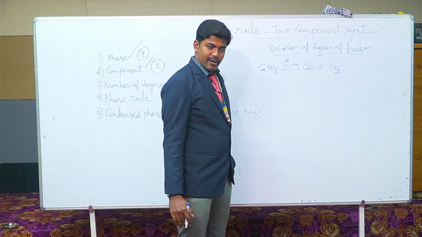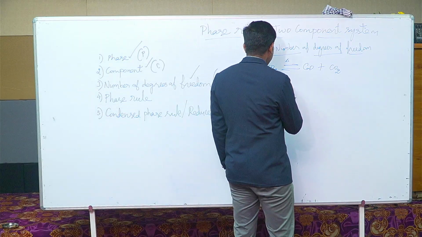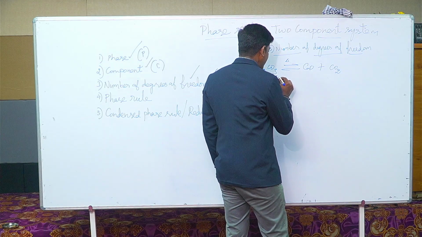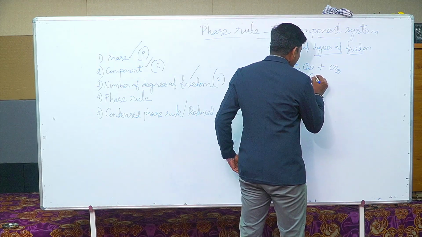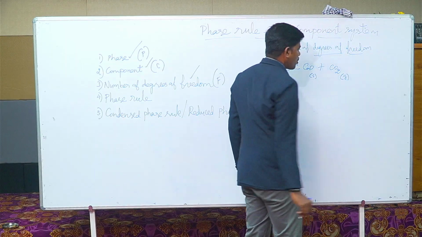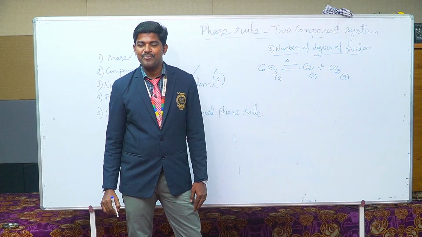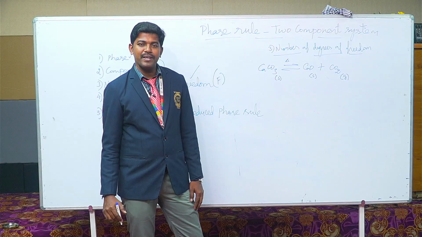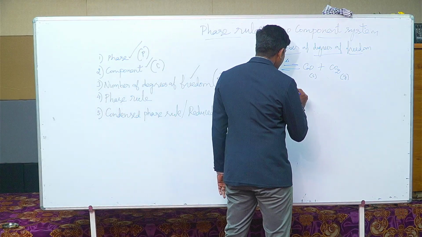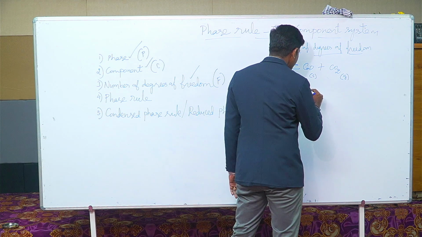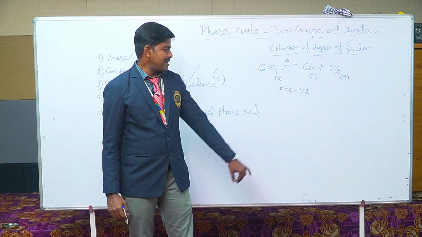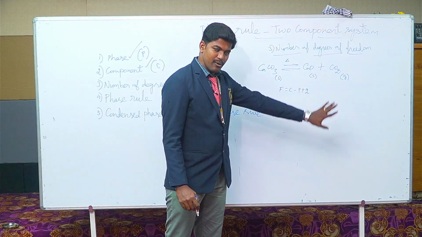Sometimes in the exam paper itself you will get the nature of the phases in the question paper. Calcium carbonate is a solid, calcium oxide is a solid, and carbon dioxide is a gas. The formula to find out the number of degrees of freedom is F equal to C minus P plus 2. Our first job is to find out the number of components and the number of phases.